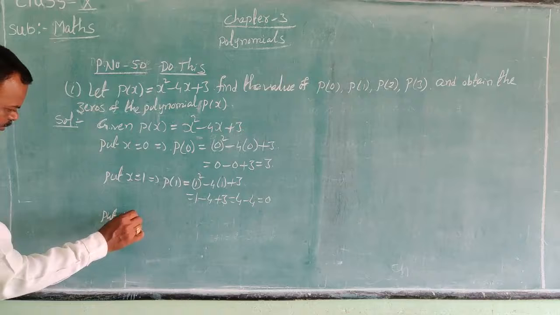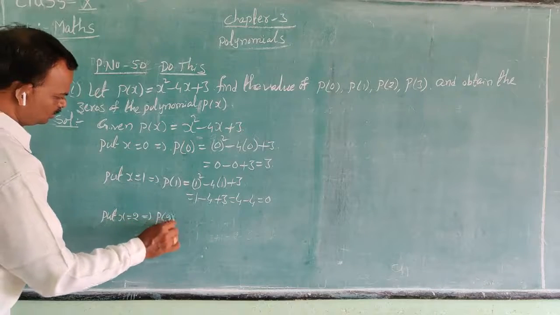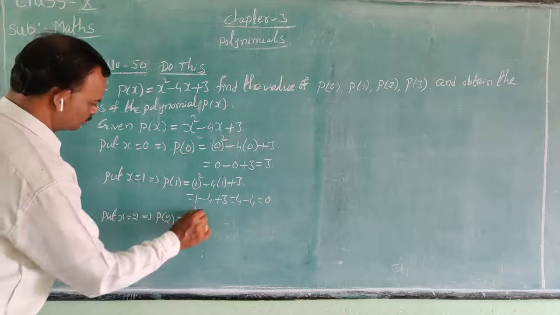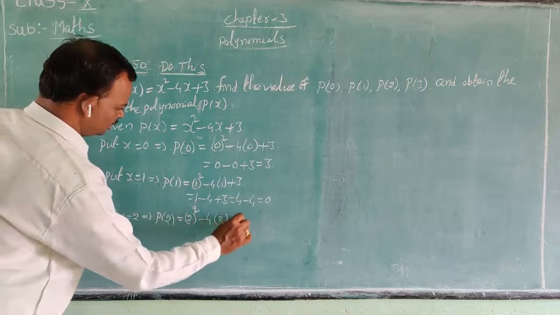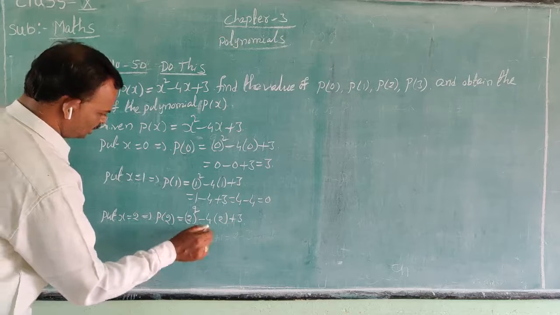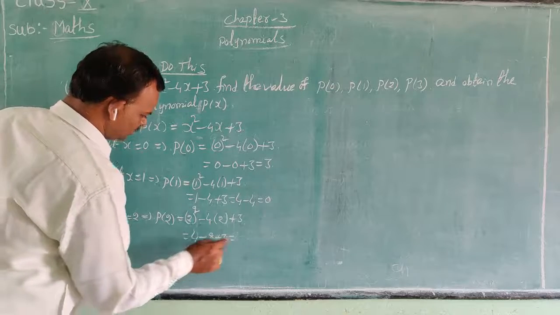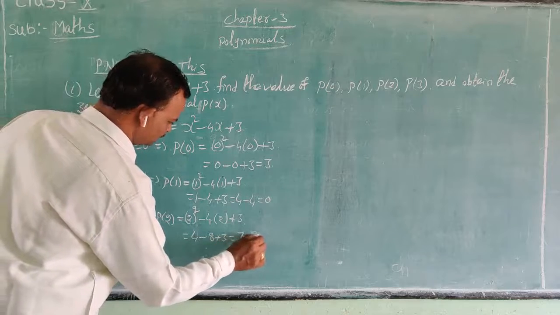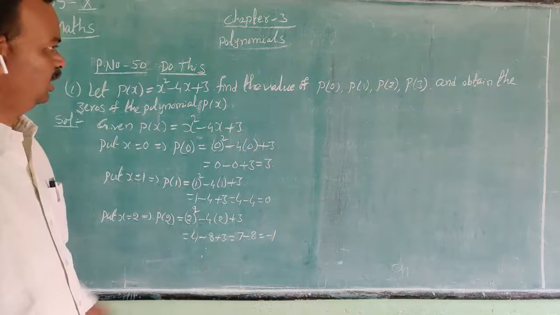And put x is equal to 2. P of 2 is equal to 2 square minus 4 into 2 plus 3. Here 2 2s are 4, minus 4 2s are 8, plus 3. 4 plus 3 is 7, minus 8, that is equal to minus 1.